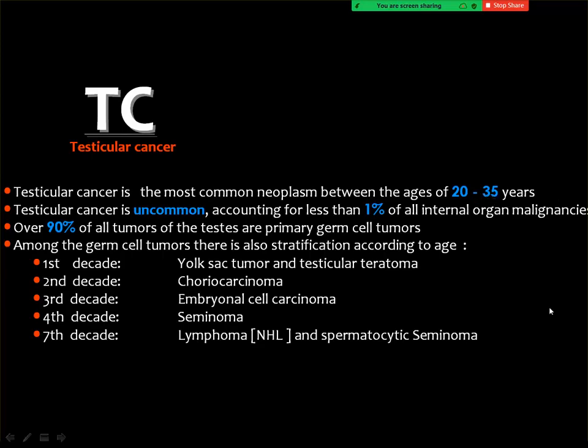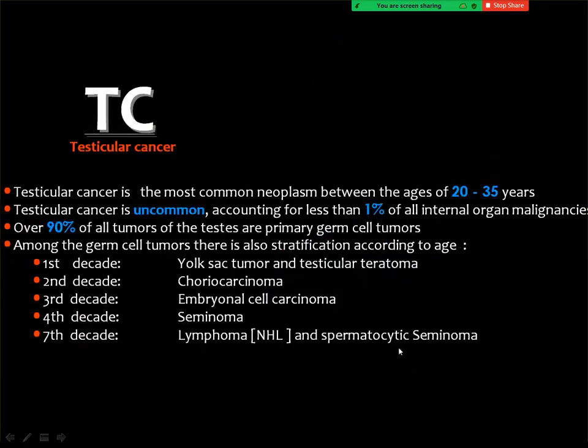genitourinary tract neoplasm. Testicular cancer is uncommon, and it accounts for less than 1% of all internal organ malignancies. 90% of the tumors of the testis are primary germ cell tumors, and the diagnosis depends on the age of the patient. In the first decade, you expect yolk sac tumor and teratoma. The second decade, choriocarcinoma. The third decade, embryonal cell carcinoma. The fourth decade, seminoma. And the seventh decade, you consider lymphoma.